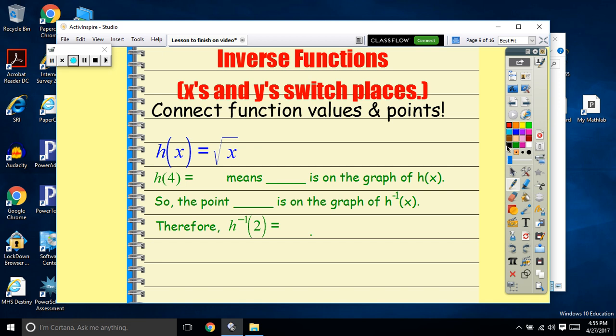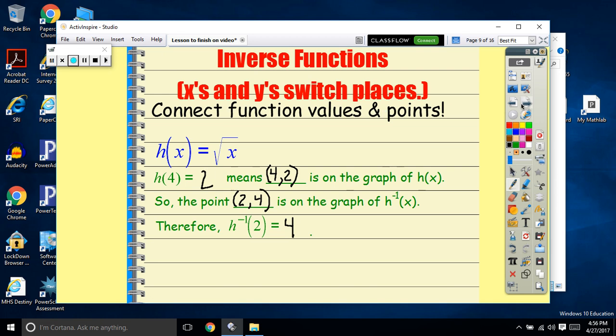Now on this one, I'm going to go back to using black. h of 4 means the square root of 4. The square root of 4 is 2. That means 4 comma 2 is on the original h of x. So the point 2 comma 4 is on the inverse h to the negative 1 of x. We call that h inverse of x. So now if 2 is your x value for the inverse, 4 becomes your y value.